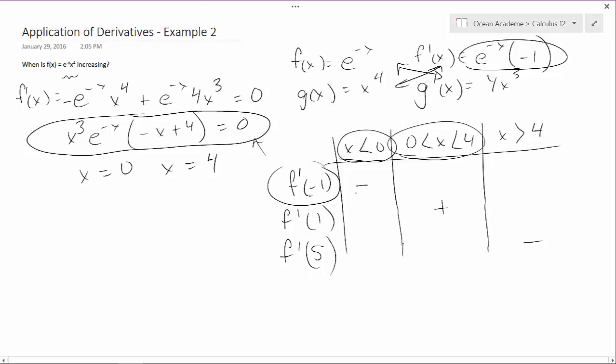So this is telling us that where there's a negative value, that's where it's decreasing, and where there's a positive value, it's increasing. And the question's asking where it's increasing, so we can say that it's increasing on the interval 0, 4.